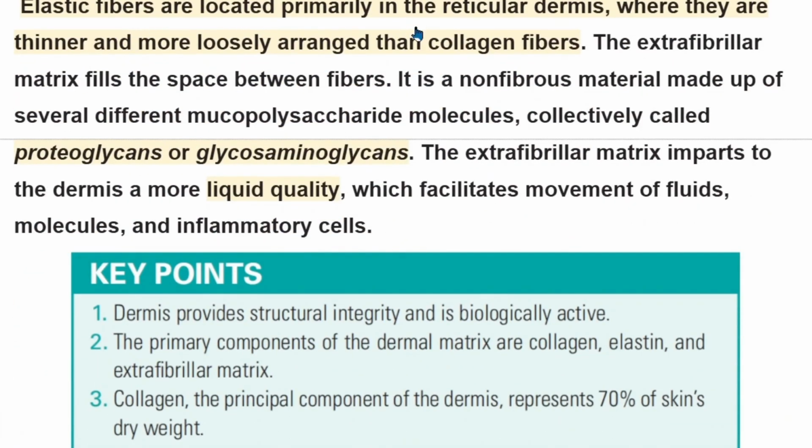Elastic fibers are located primarily in the reticular dermis, where they are thinner and more loosely arranged than collagen fibers. The extrafibrillar matrix fills the space between fibers. It is a non-fibrous material made up of several different mucopolysaccharide molecules, collectively called proteoglycans or glycosaminoglycans. The extrafibrillar matrix imparts to the dermis a more liquid quality, which facilitates movement of fluids, molecules, and inflammatory cells.